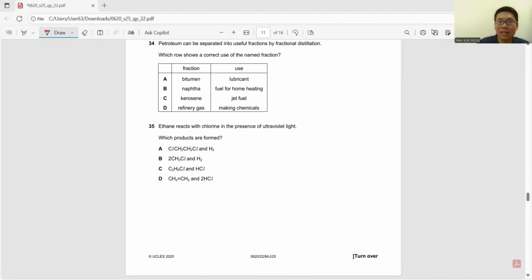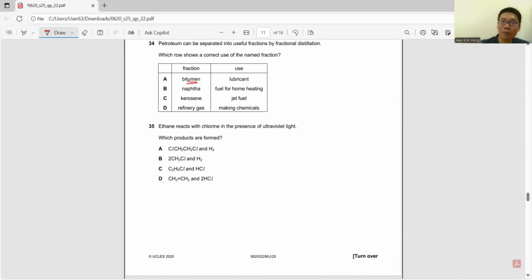34. Petroleum can be separated into useful fractions by fractional distillation. Which row shows the correct use of the named fraction? Bitumen. Bitumen is the longest chain, so it's used to put on the surface of the road, so it's not for lubricant. And then naphtha is used to make chemicals. Refinery gas is used as a fuel. And then kerosene used as jet fuel is correct. So it's C.